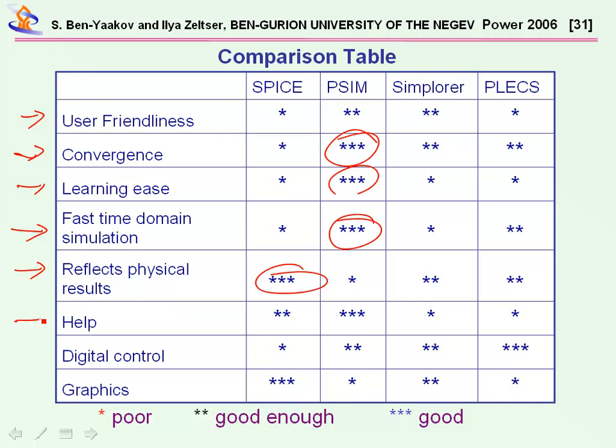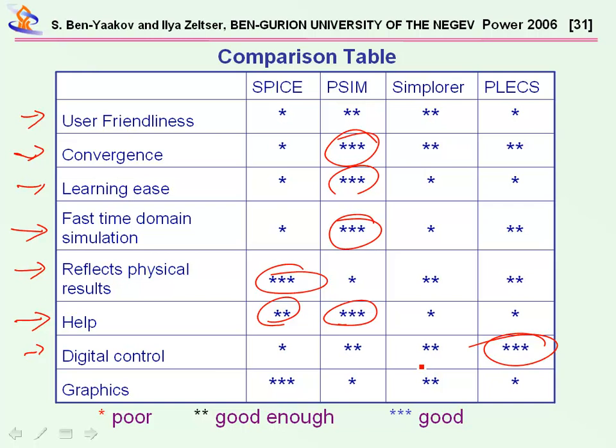As for the help menu, again, we believe that PSIM is easy and very friendly, although PSPICE has pretty good help too. We have found that the other two simulators are less useful in this respect. As for digital control, then of course PLECS is the best one because it is a tool within Simulink, and you can run quickly and try some discrete algorithms implemented in Simulink or MATLAB, and this of course is very useful.